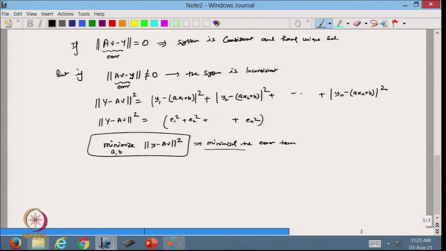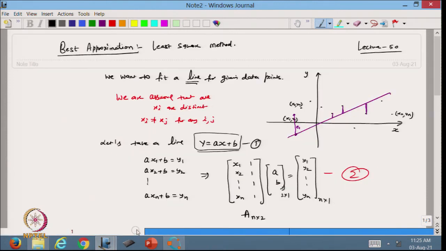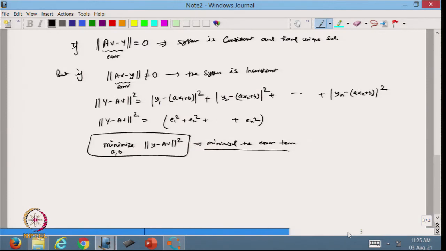If I am able to minimize this, then I will get a line which is passing close to all the points. And this method is called the least square method, the least square solution. Why is it called that? We are taking the square. This is the square of the error, and I am finding the minimization. So, I am finding the least of all this, and that is why this is called the least square method.